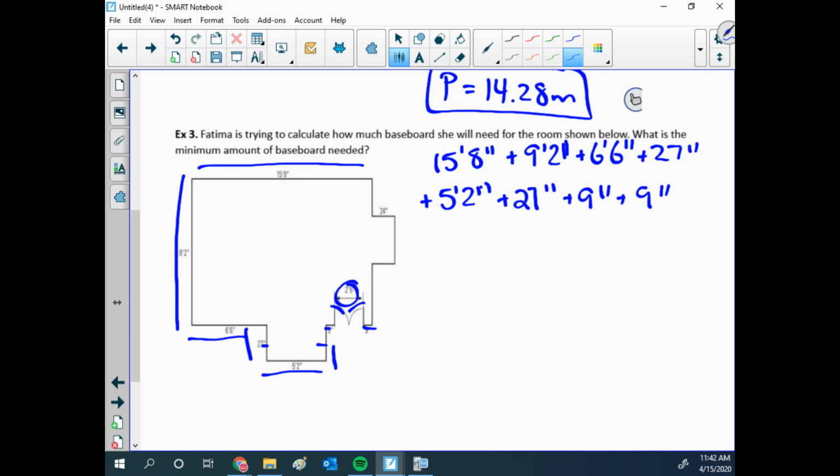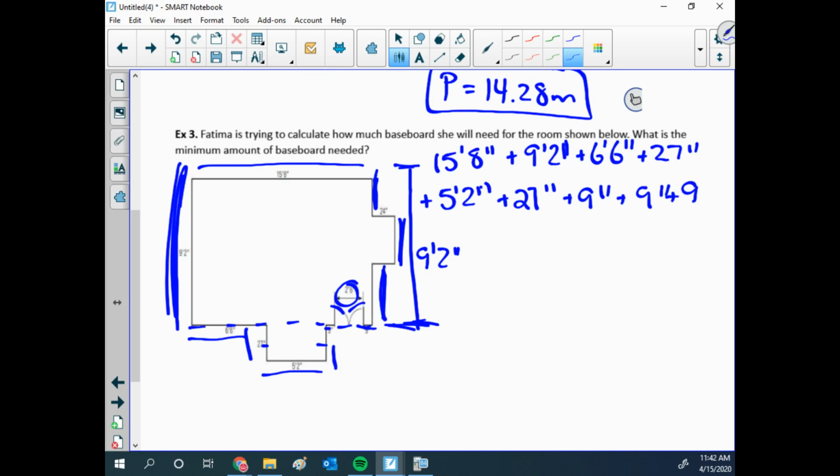Now, they don't give me this, or this length. But I'm also going to assume that from here to here is the same length as over here. So this entire length, this plus this plus this, should all equal the length of the left side of the room, so 9 feet 2 inches. So plus 9 feet 2 inches. And the only other thing I need to add is the width of, I don't know, whatever that outcropping is. So plus 24 inches once and plus 24 inches twice.